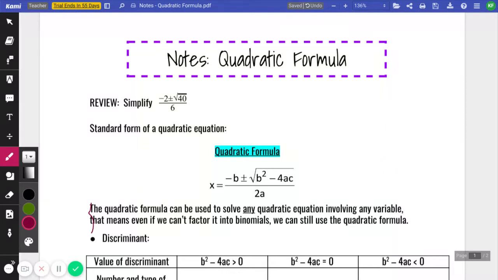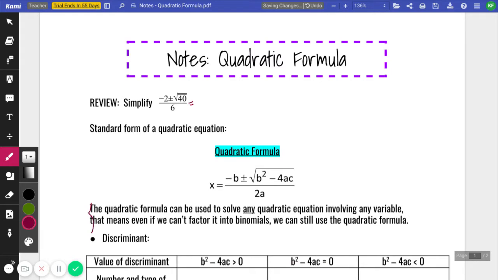We are going to start, before we get into the new stuff and that crazy looking formula down there, by doing a simplify radical problem. So we did this last week and introduced it to help you get your answers in the simplest form that look like this example right here. So we're going to simplify -2 plus or minus the square root of 40 over 6.